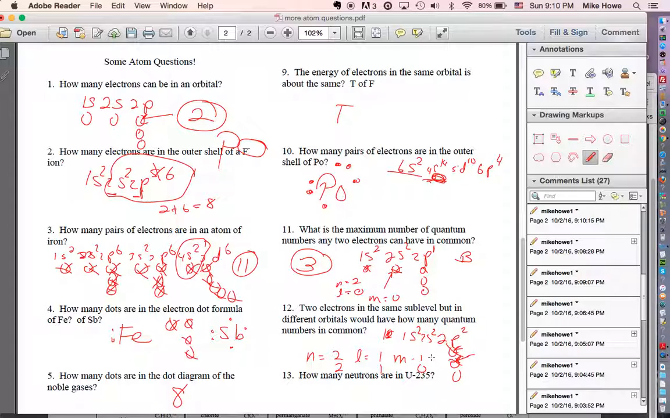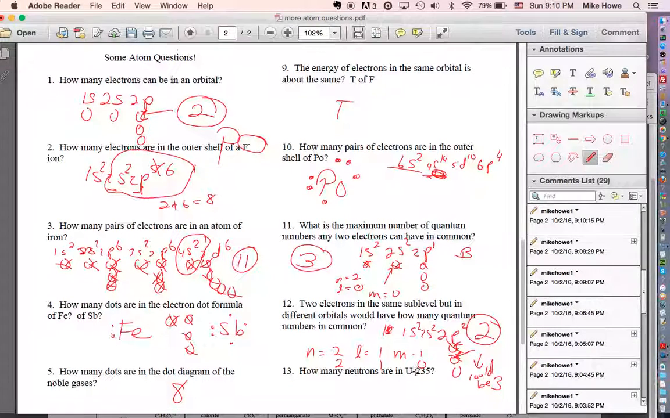So if they're in the same sublevel but in different orbitals, they must have 2 in common. That's N and L. M will be different. They could have 3, because in this case you could have a positive 1/2 here and a positive 1/2 in that orbital. So that would be the same S quantum number. So they must have 2, they could have 3.